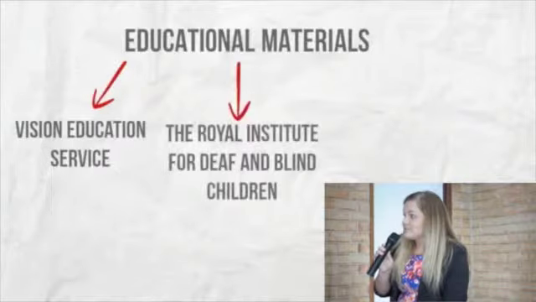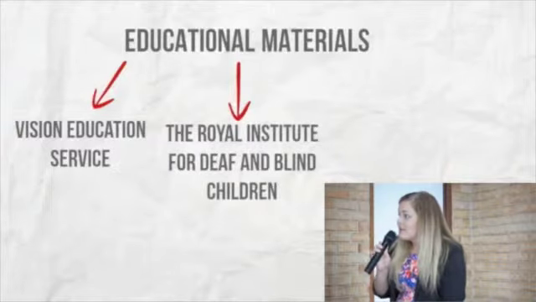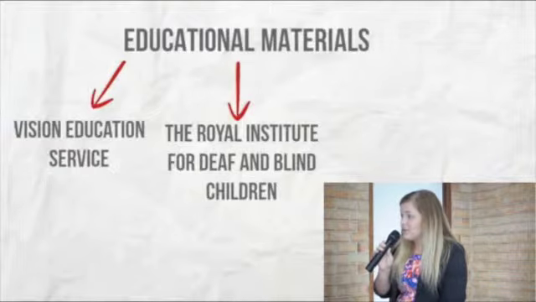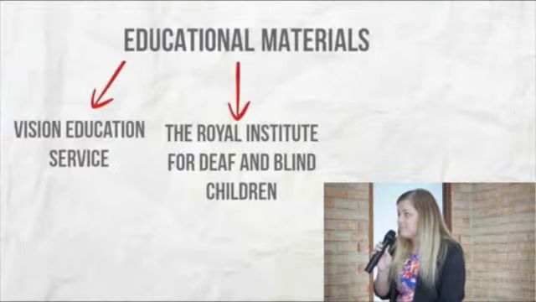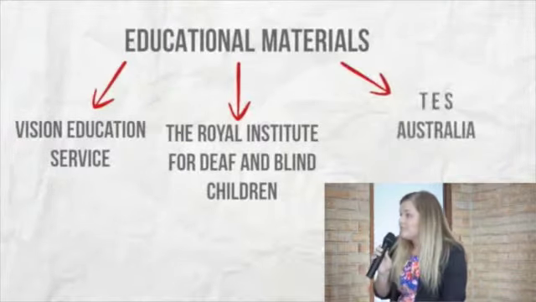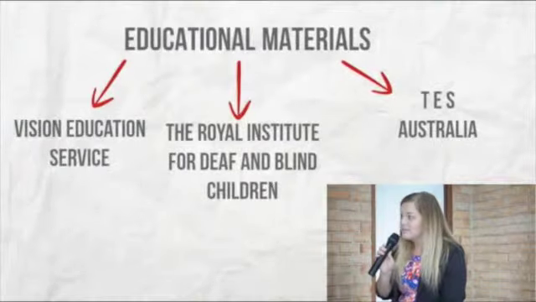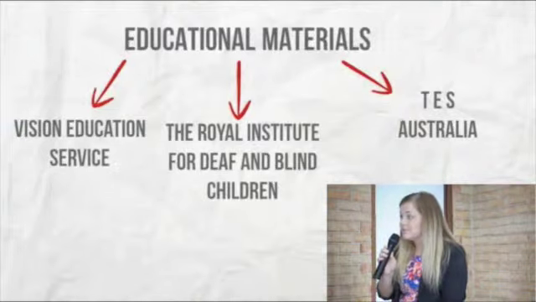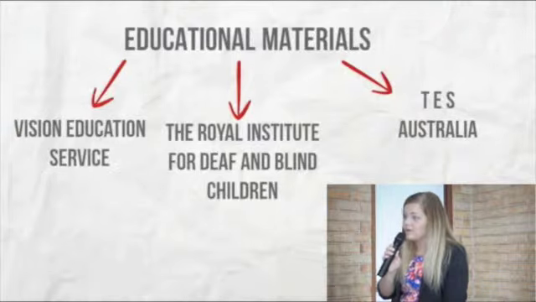The Royal Institute for Deaf and Blind Children provides quality education and therapy services. They offer resources on vision impairment and professional development for teachers based on the most up-to-date research on visual impairment. And finally, TES Australia. TES Australia offers teaching resources from a large print poster to specific worksheets for IEPs.